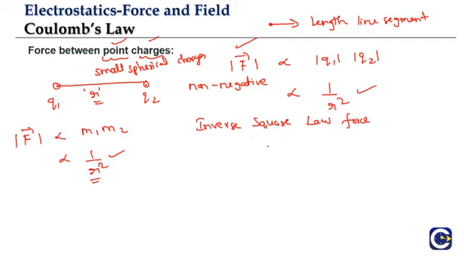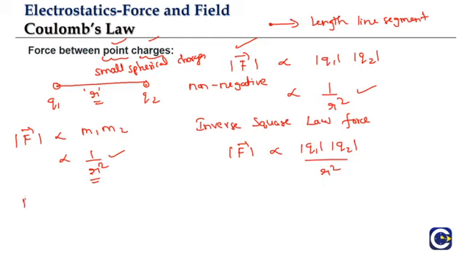So Coulomb's law observation is that the force magnitude is proportional to the product of the magnitudes of the charges and is inversely proportional to the square of the distance between them. If we aggregate them together, mod F will be proportional to mod Q1 into mod Q2 by R square. This proportional relation we can convert into an equation by using a constant.